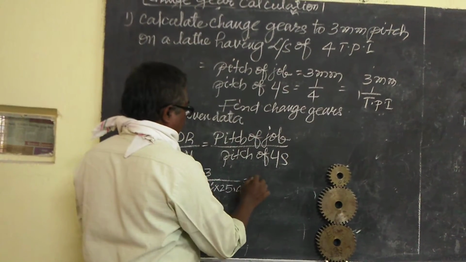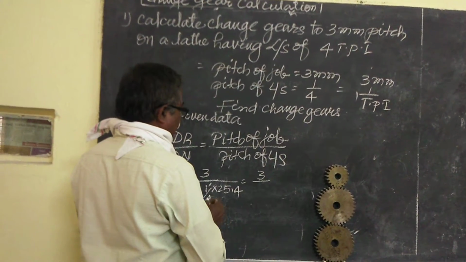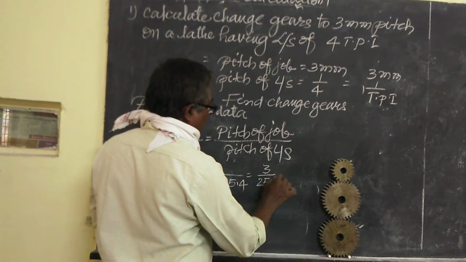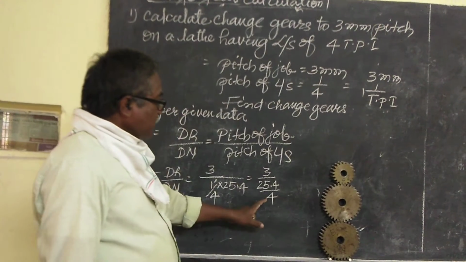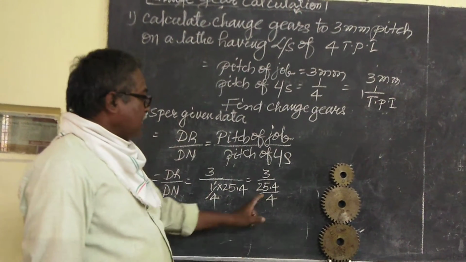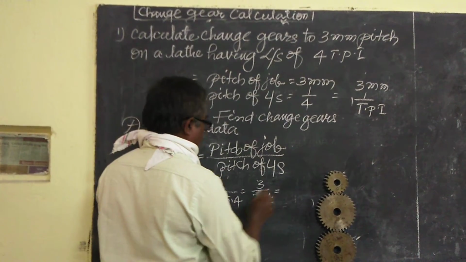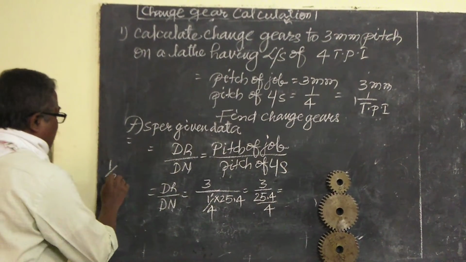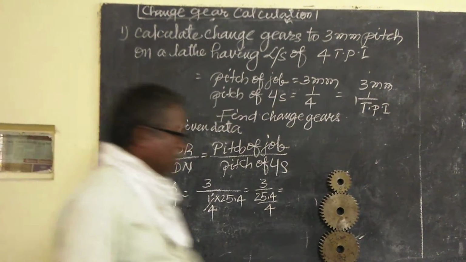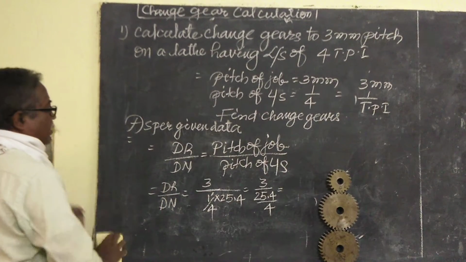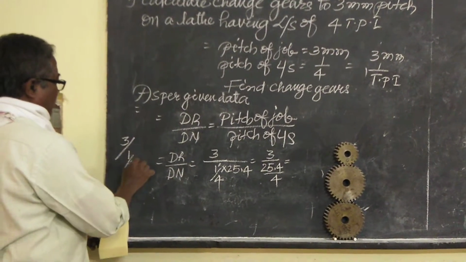Then 3/4. So that becomes how much? 25.4/4. This 4 will go up. For example, 1/2, 1/4. Otherwise, you have 1 mm, you have 3 mm, there, 1/4.